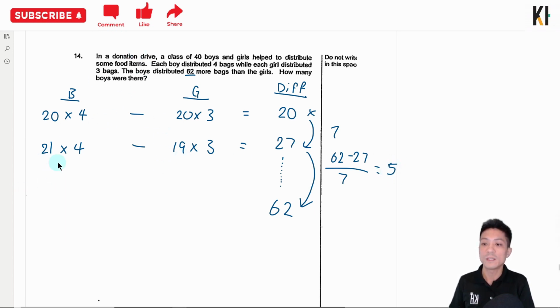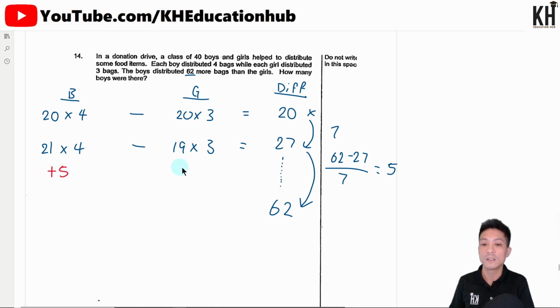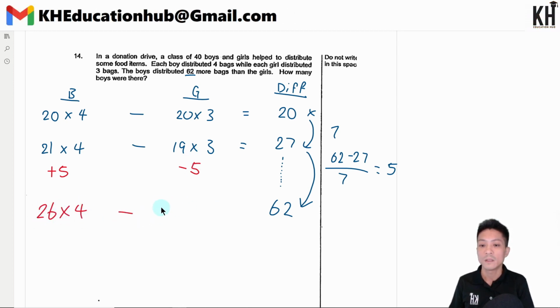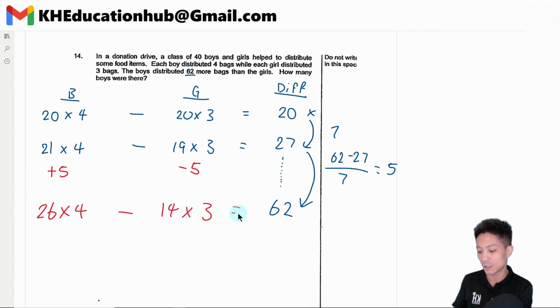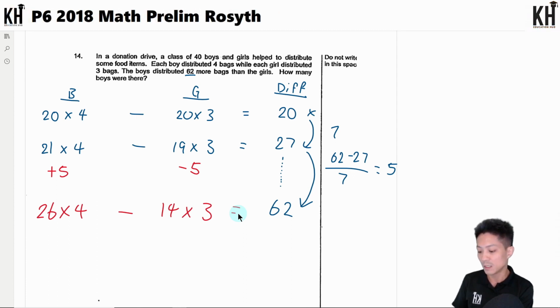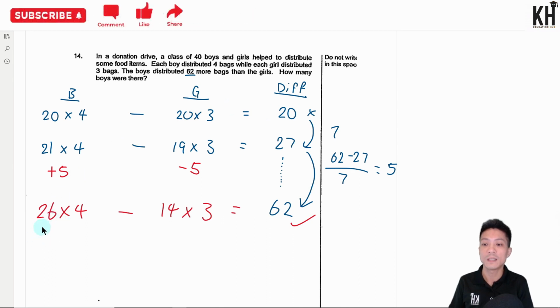Okay, this means that I need to plus 5 to this and I need to minus 5 to this. Okay, let's do a check if this is true or not. 26 boys and 14 girls. Okay, in your calculator, 26 times 4 minus 14 times 3. Okay, indeed, it gives us a 62. Okay, so how many boys are there? There are 26.